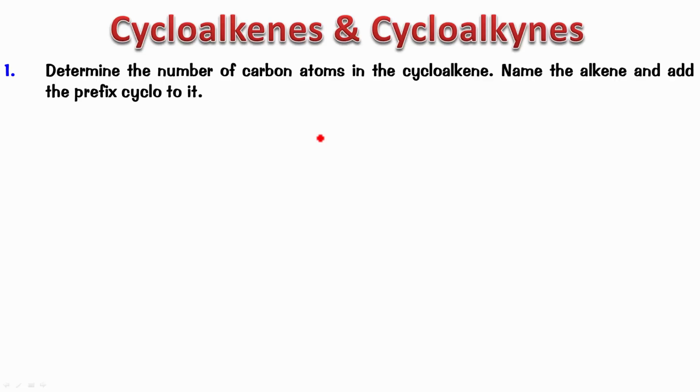Now, what happens if along with the double bond, you have a substituent? If you have a substituent along with the double bond, numbering is required because we need to know where the substituent is present in relationship with the double bond. So the rule of naming such a compound is that you always give number 1 to one of the double bonded carbon atoms and number 2 to the other doubly bonded carbon atom.